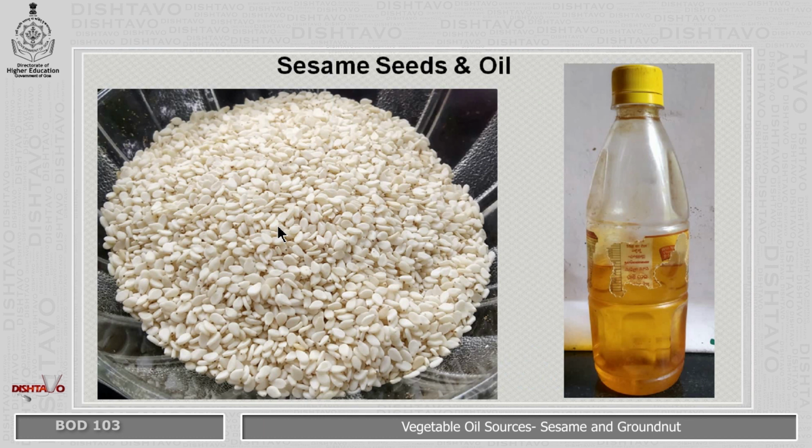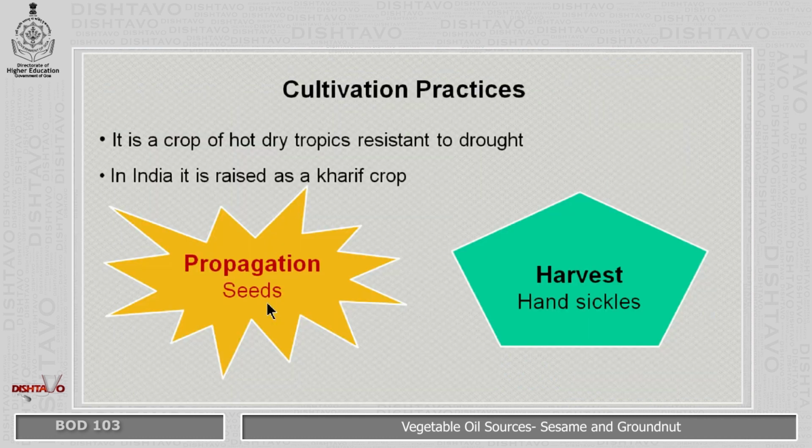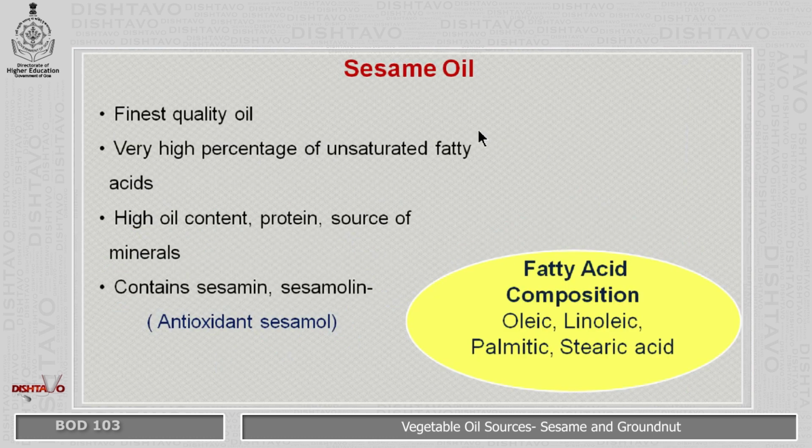Now, these sesame seeds are pear shaped, they are flat, and they might be black or white in color. Then, the cultivation practices. It is a crop of hot, dry tropics, resistant to drought. In India, it is raised as a kharif crop. It is propagated through seeds and harvested through hand sickles.